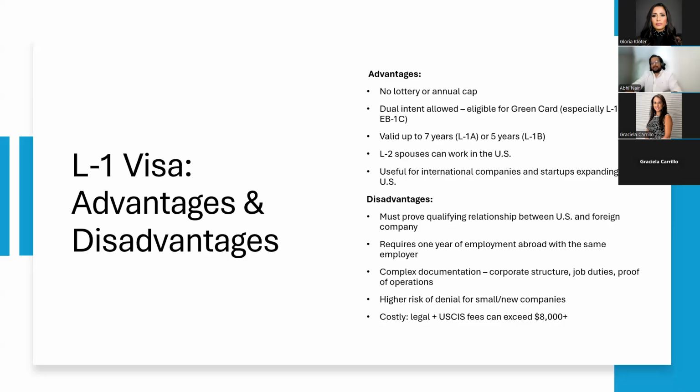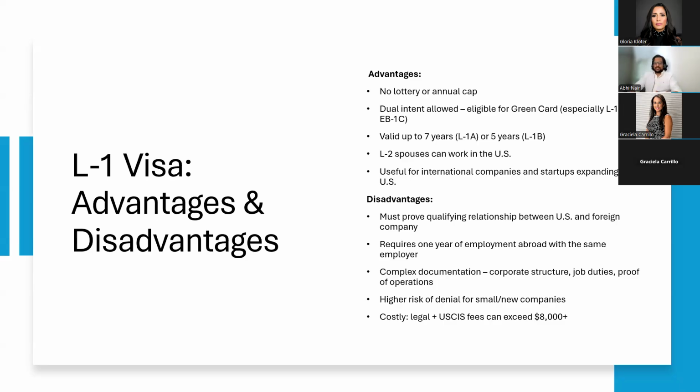The validity period is also generous, up to 7 years for L1A and 5 years for L1B, depending on your role. Another plus, L2 spouses can now work in the US without needing separate authorization, which adds a lot of flexibility for families. And from a company's perspective, it is a great fit for an international firm or startup expanding in the US, a pathway to bring internal talent across borders efficiently.